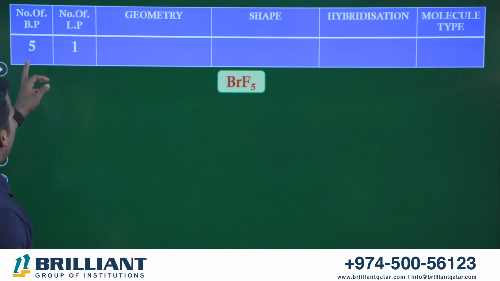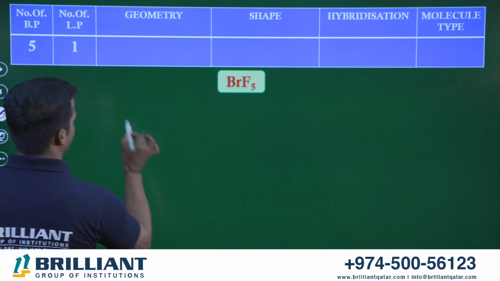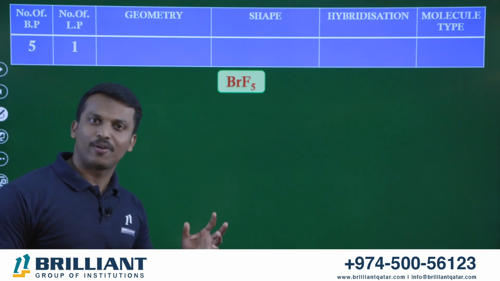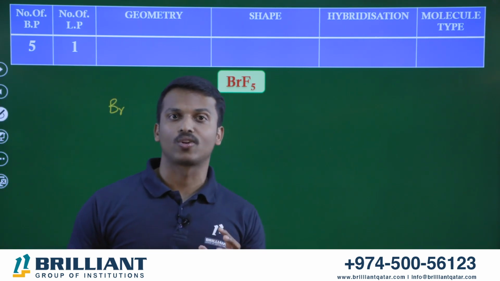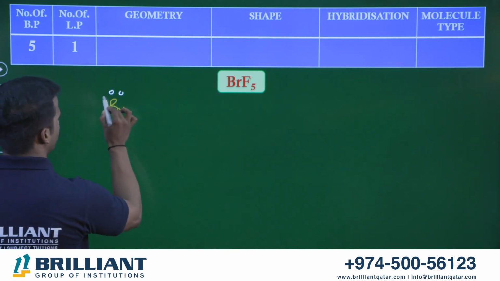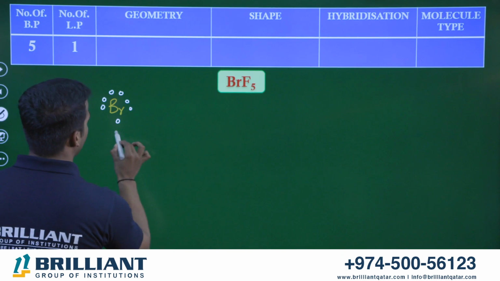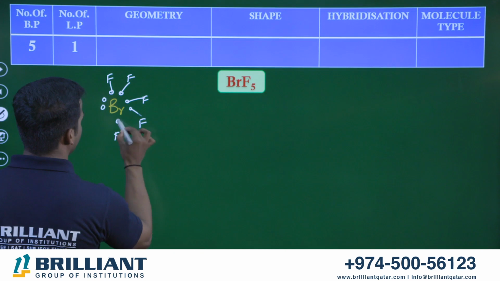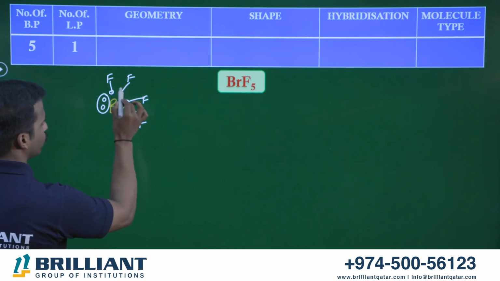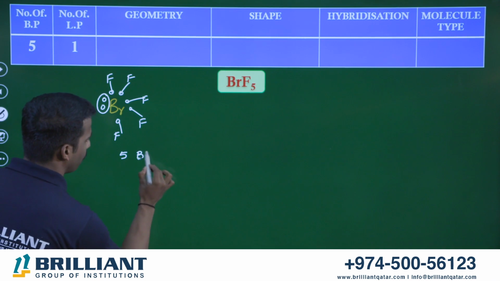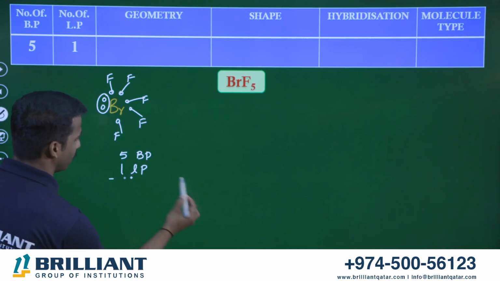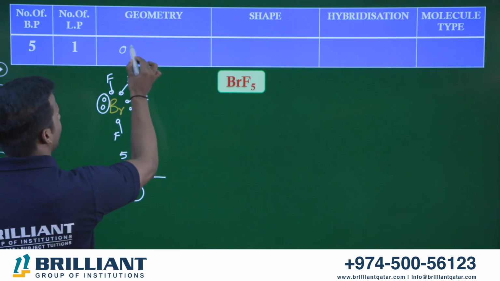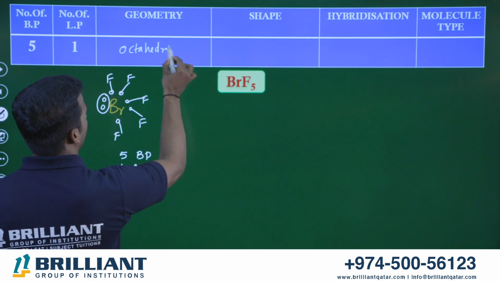Next system, 5 bond pair, 1 lone pair. Example BrF5. Central atom bromine. As I told you, fluorine, chlorine, bromine, iodine, all are halogens. Their valence electrons are 7. Bromine 1, 2, 3, 4, 5, 6, 7. It is surrounded by 5 fluorine atoms. Each fluorine needs 1 electron. Let them take. Total how many bond pair? 1, 2, 3, 4, 5. There are 5 bond pair and 1 lone pair. Take the sum. 5 plus 1, 6. If it equals 6, what is the geometry we studied? Again, octahedral or square bipyramidal.